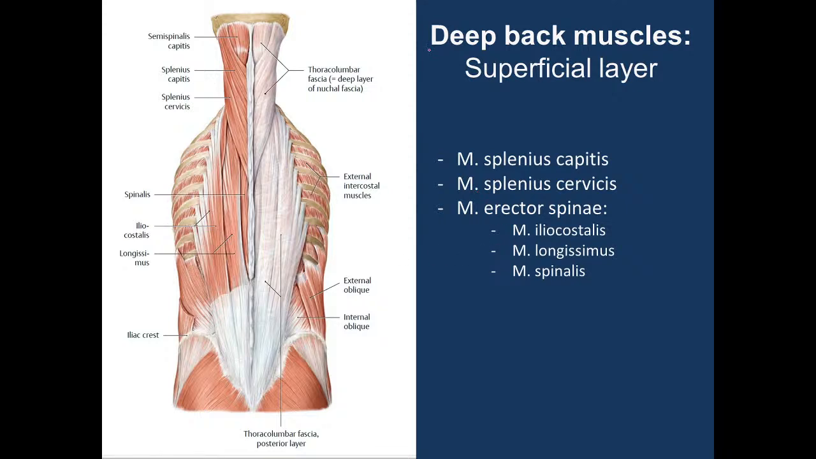Deep muscles, the deep group of back muscles, and the superficial layer. Here are two large muscles. They are located mostly on the neck. We call it Musculus Splenius Capitis. This is the Musculus Splenius Capitis.